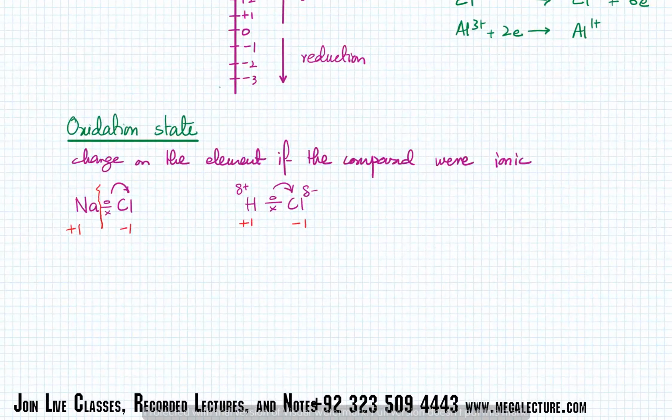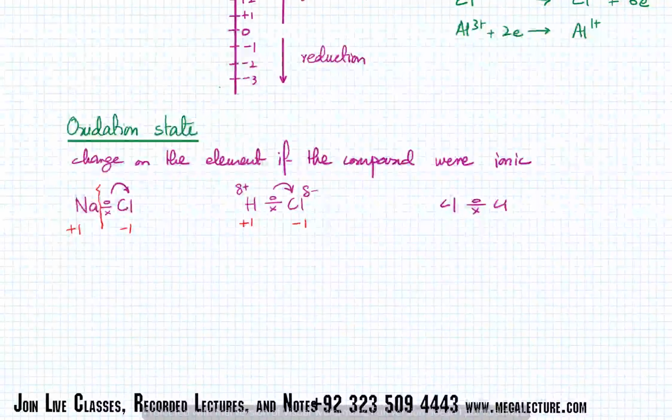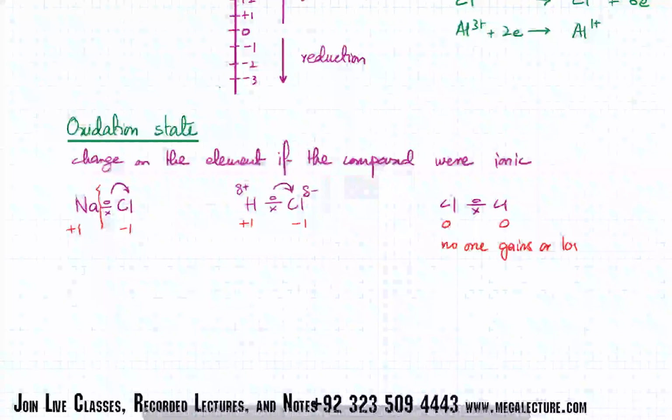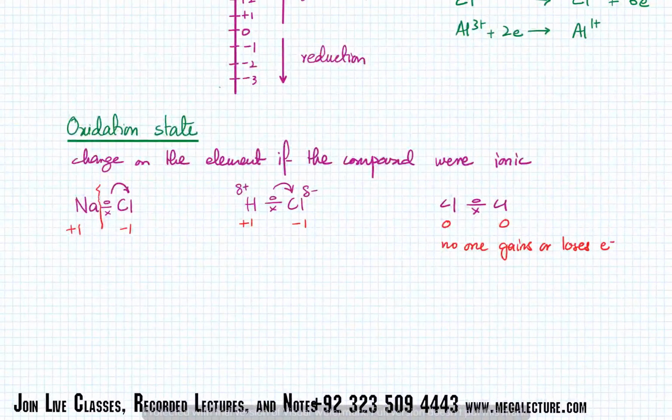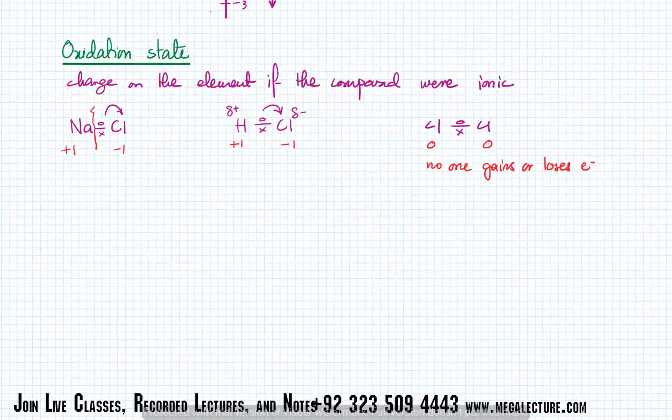Yep, it's clear. And then you have the last one, where you have a perfectly covalent, non-polar compound. So no one ends up gaining or losing electrons. So they both have an oxidation state of 0. So you can apply the same idea to many different elements or compounds.